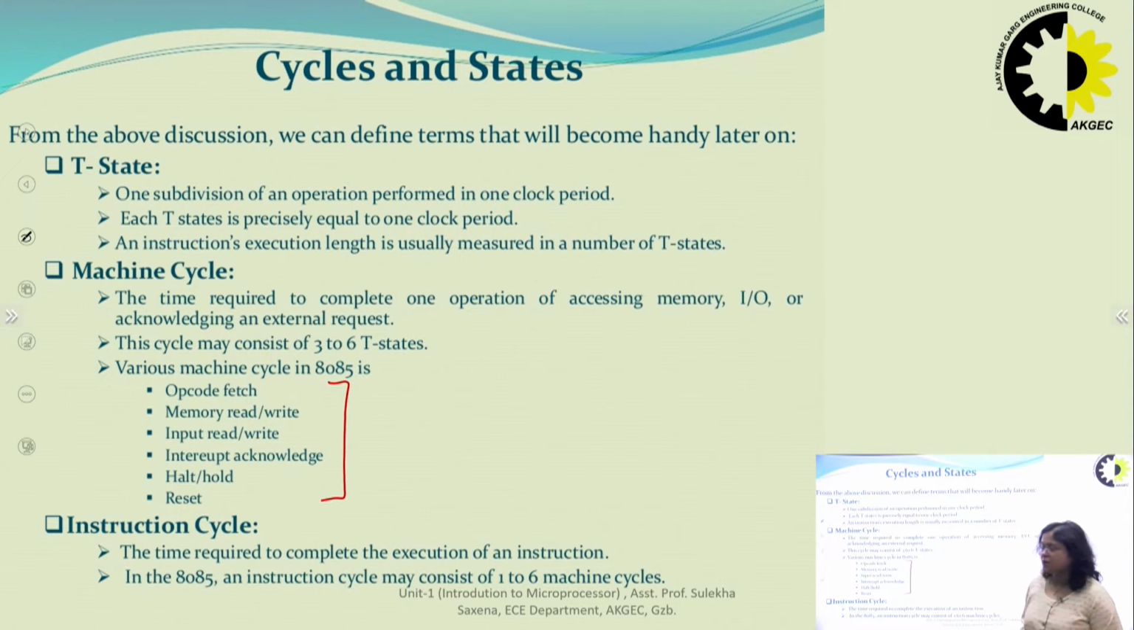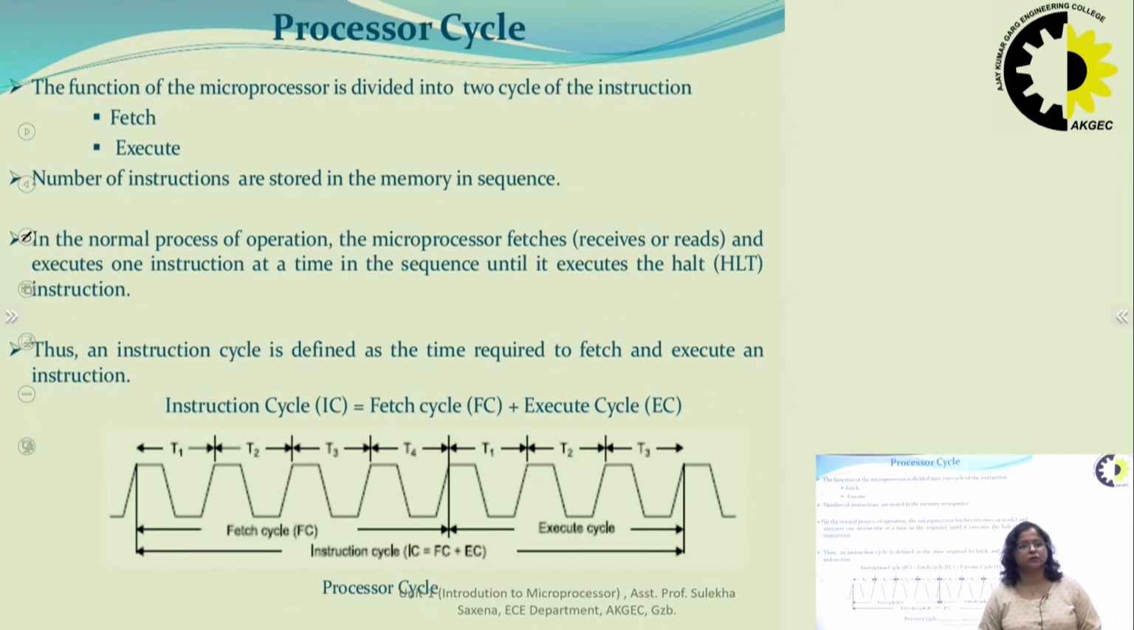Each machine cycle is defined in terms of several T states, and the combination of one or several machine cycles will consist of one instruction cycle, which is nothing but the time required to complete one instruction execution. So, in 8085, one instruction cycle may consist of 1 to 6 machine cycles, and one machine cycle may consist of 1 to 5 T states.